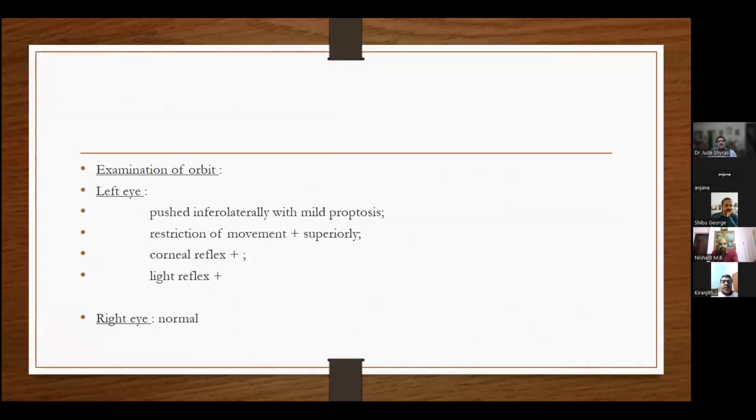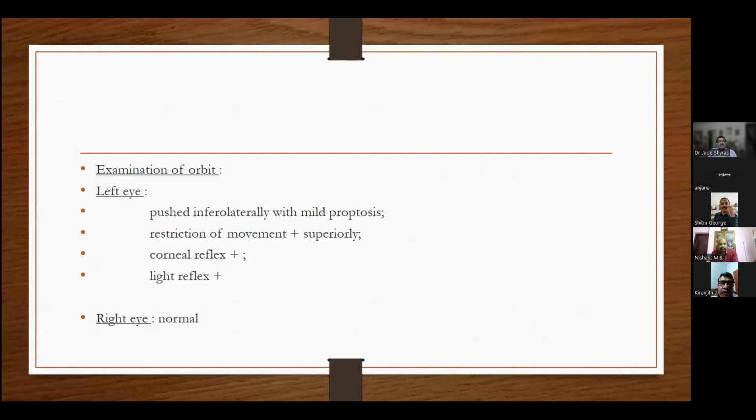Examination of orbit. The left eye was seen pushed laterally with mild proptosis. There was restriction. How will you look for proptosis? The examiner has to stand behind the patient, and the patient is asked to extend the neck, and the examiner looks at the level of the supraorbital ridge or superior orbital margin. If the eye is seen protruding over the level of the supraorbital ridge, the patient has proptosis.